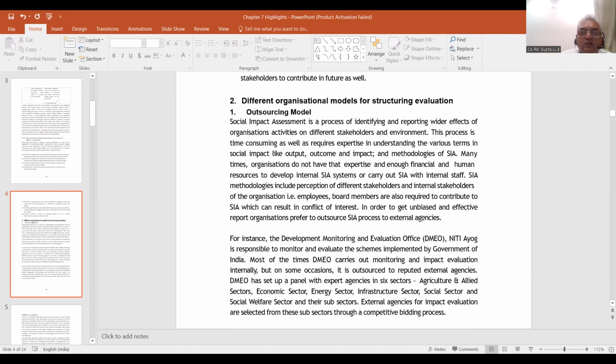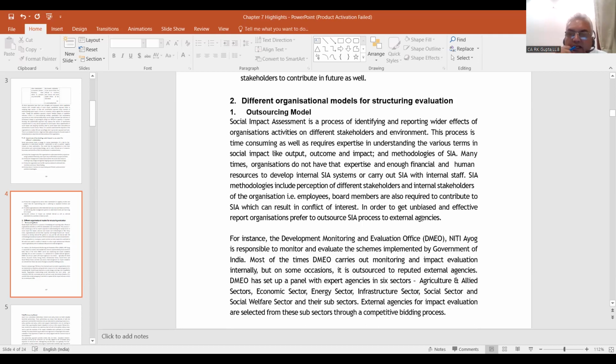So this is responsible because Government of India is also floating various schemes. Now, who is monitoring these schemes? So this is the agency, Development Monitoring and Evaluation Office of Niti Aayog. This is responsible to monitor and evaluate the schemes implemented by Government of India. So most of the times, DMEO carries out monitoring and impact evaluation internally. But on some occasions, it is outsourced to reputed external agencies.